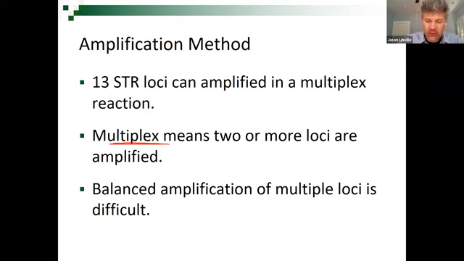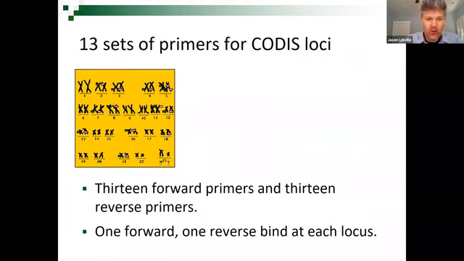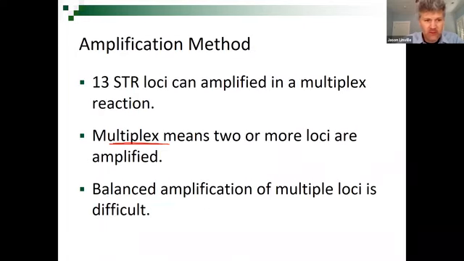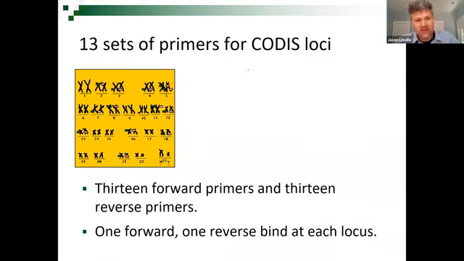So for 3 STR loci, what do we need to put into the tube? Whoops, I'm sorry, I can't see the number here. I'm already on 13. We're going to go over 3 later. So if you want to amplify 13 STR loci, what do you need to put into the tube? And this is why commercial companies get paid the big bucks. You're going to put in 13 forward primers, 13 reverse primers.